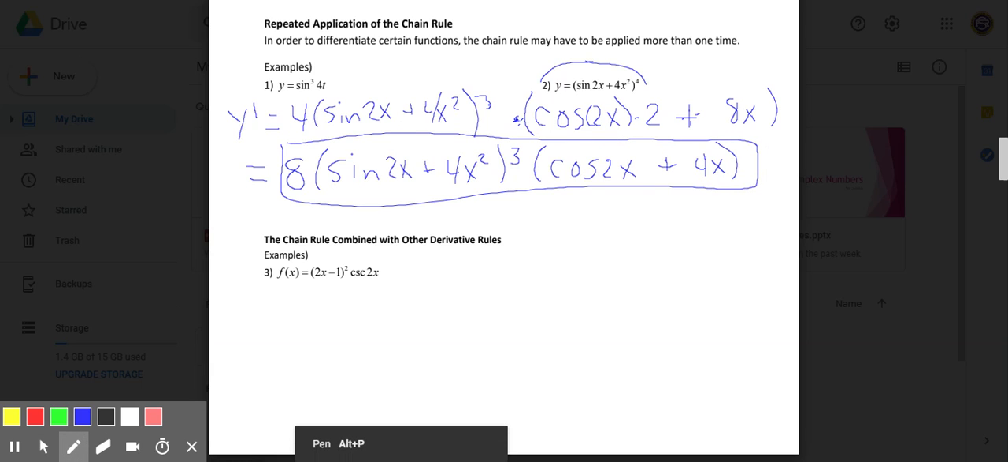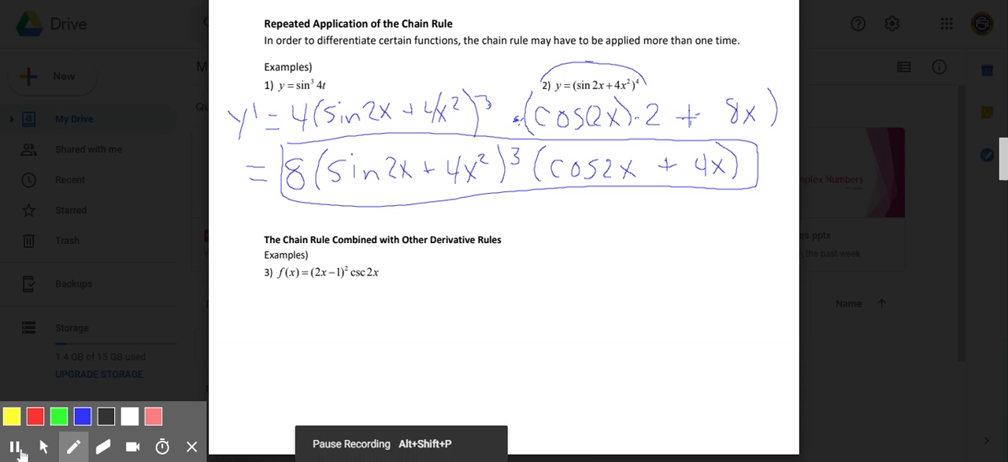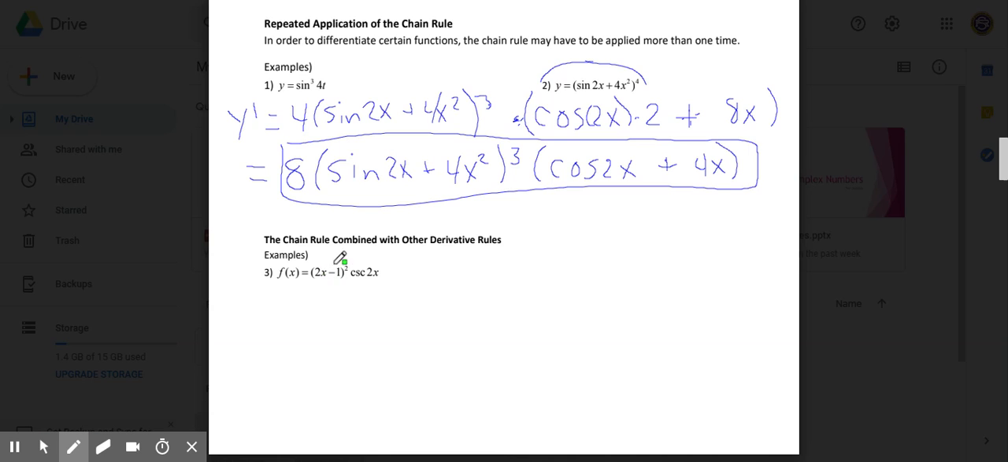All right, so then the last one down here, chain rule combined with other derivative rules. So for this, we will need to do the product rule because we have 2x minus 1 squared times cosecant of 2x. But both of these parts of our product are composite functions, so we'll need the chain rule. So let's just get started and take it step by step.